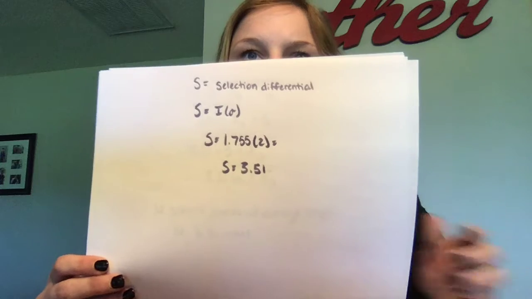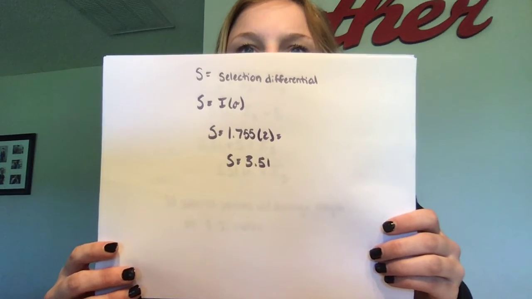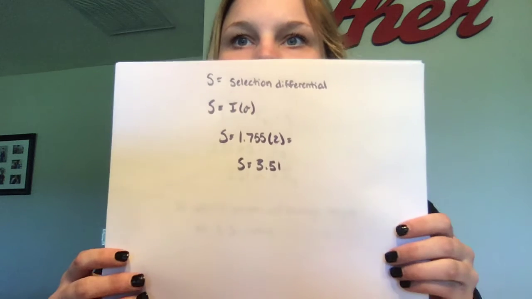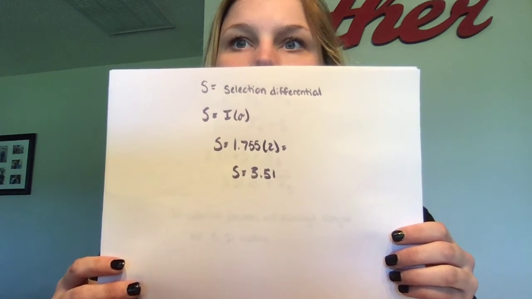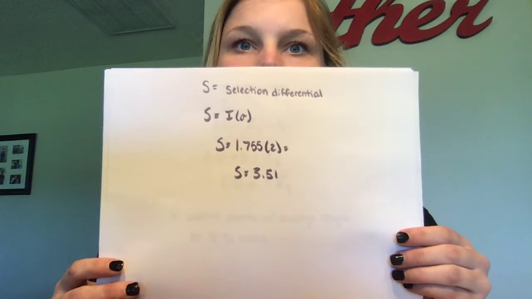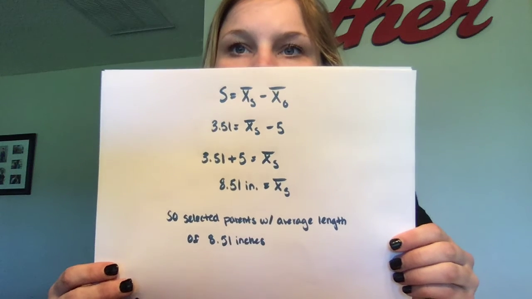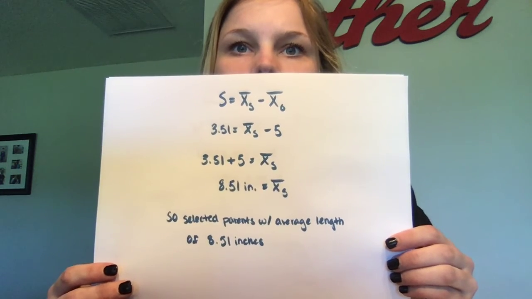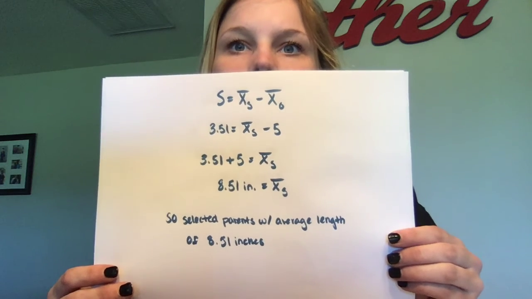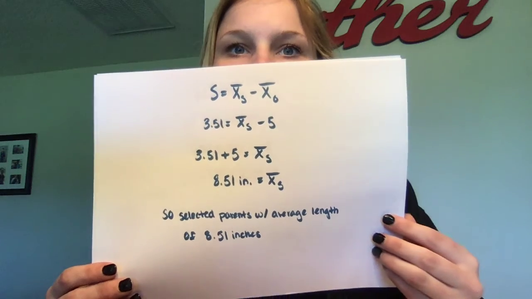Next, we will solve for the selection differential, which is the selection intensity times the standard deviation, and we get 3.51. This will help us calculate and find x sub s, which is the mean of our selected individuals, which we don't yet know, and r, which is the response to the selection. To find the mean of the selected parents or individuals, we are going to set s equal to x sub s minus x sub 0. We know x sub 0 and s, so this helps us find x sub s, which is equal to 8.51 inches.